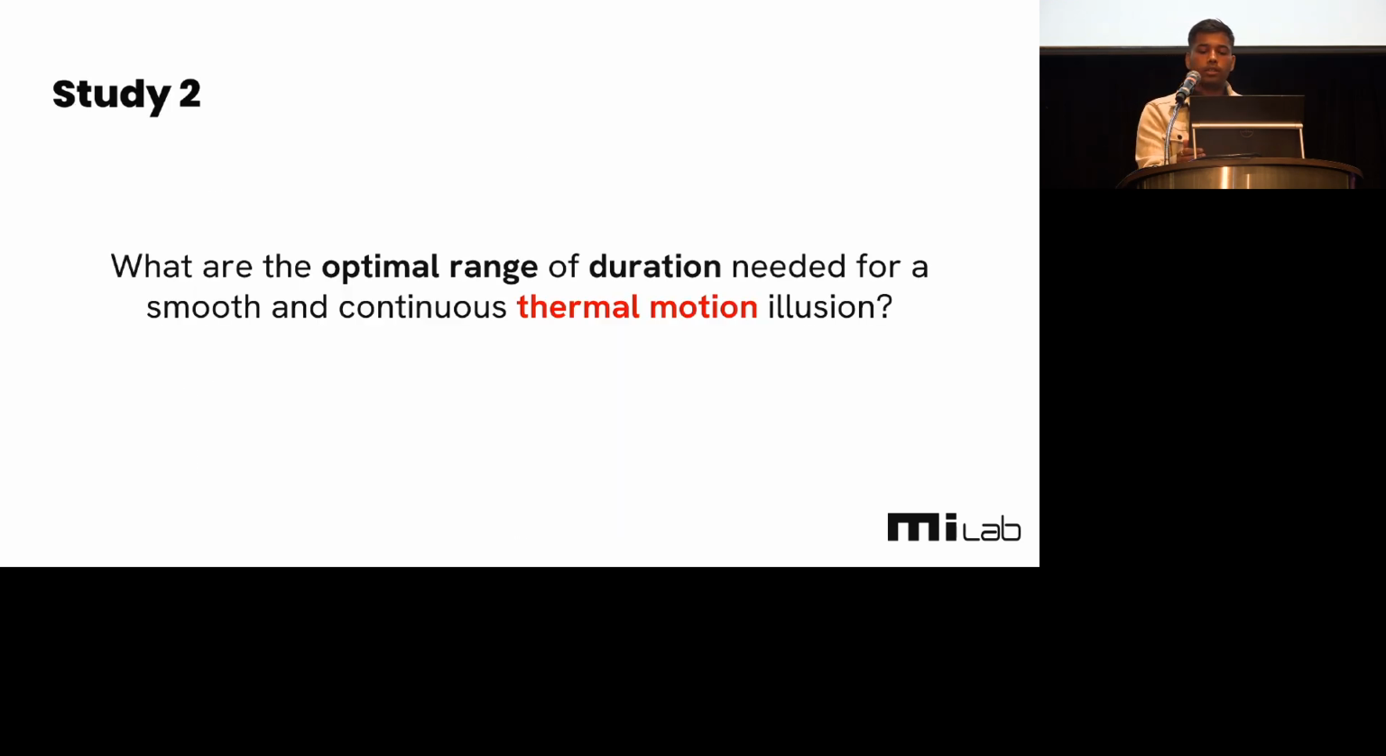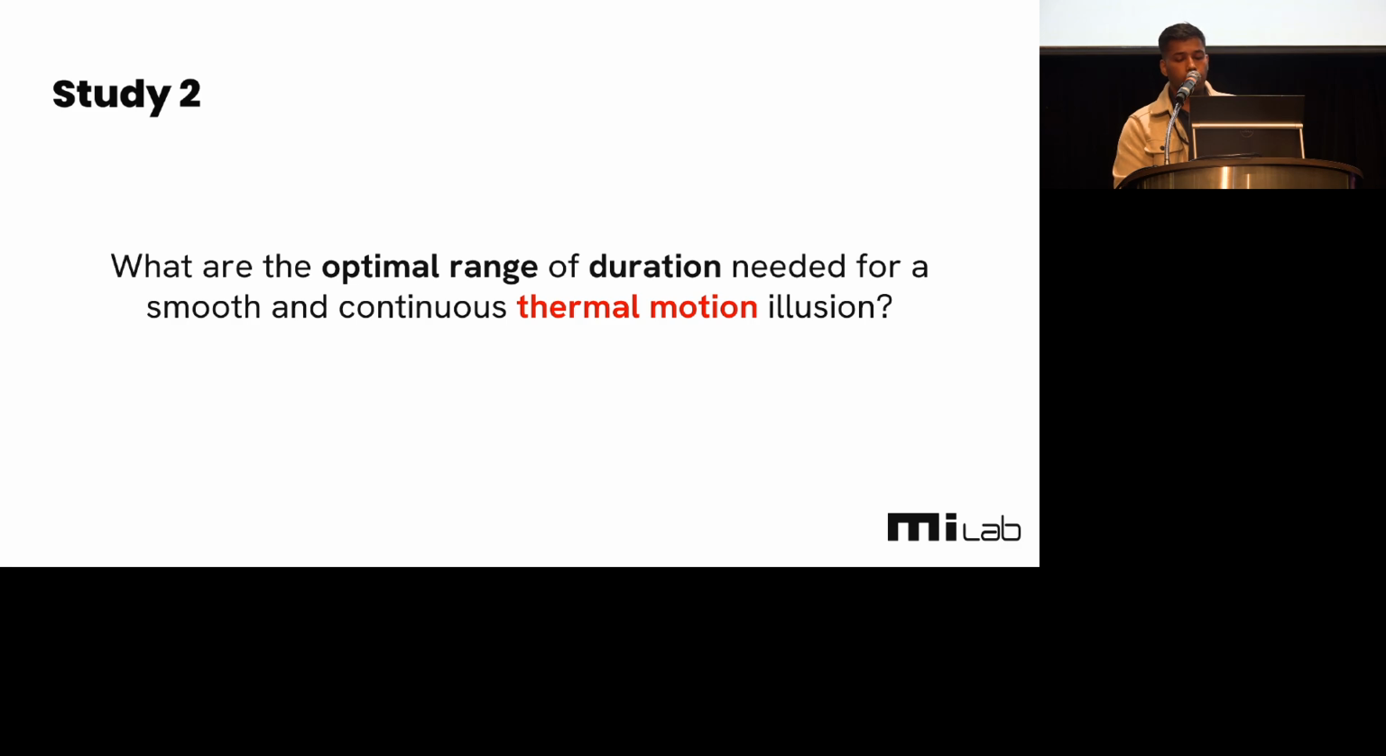The second study focuses on temporal thresholds of the motion. We observed that duration of the motion is key to creating a good and optimal thermal illusion. If the duration is too short, the temperature is only felt at the starting point. If the duration is too long, then people perceive tactile motion and they perceive thermal feedback only on the actuator location. Thus, there exists an optimal range of duration where thermal motion is best experienced.